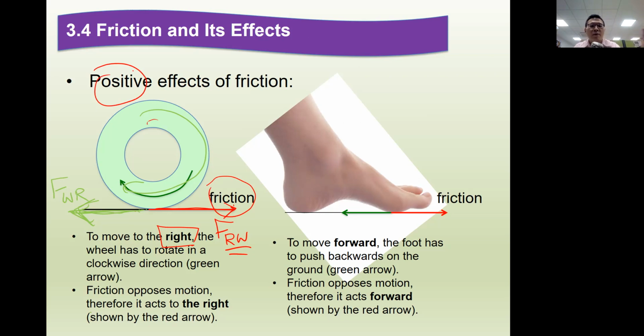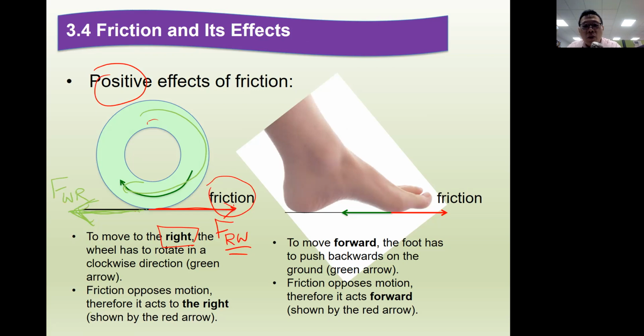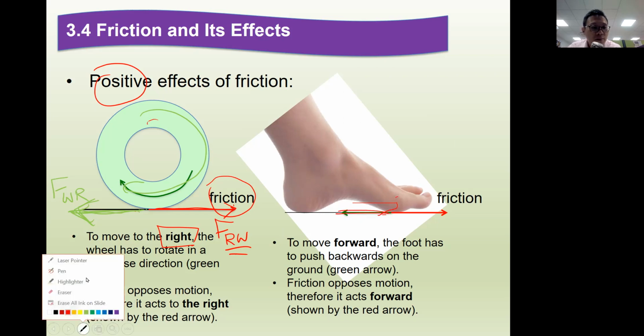The friction here is actually a useful thing because we need that friction to propel us forwards. Likewise, when we are walking on the floor, we are able to walk easily and fast because when we walk, our heels are actually pushing the floor backwards. So the floor is actually being pushed back, which is this green force. Let me change the red pen to green first.